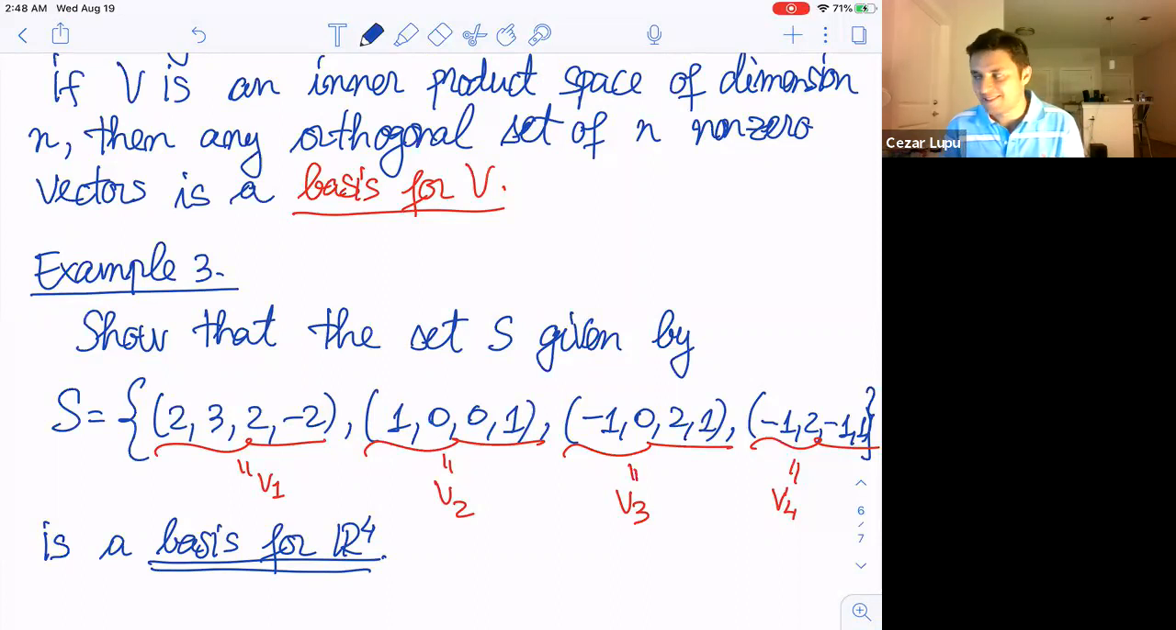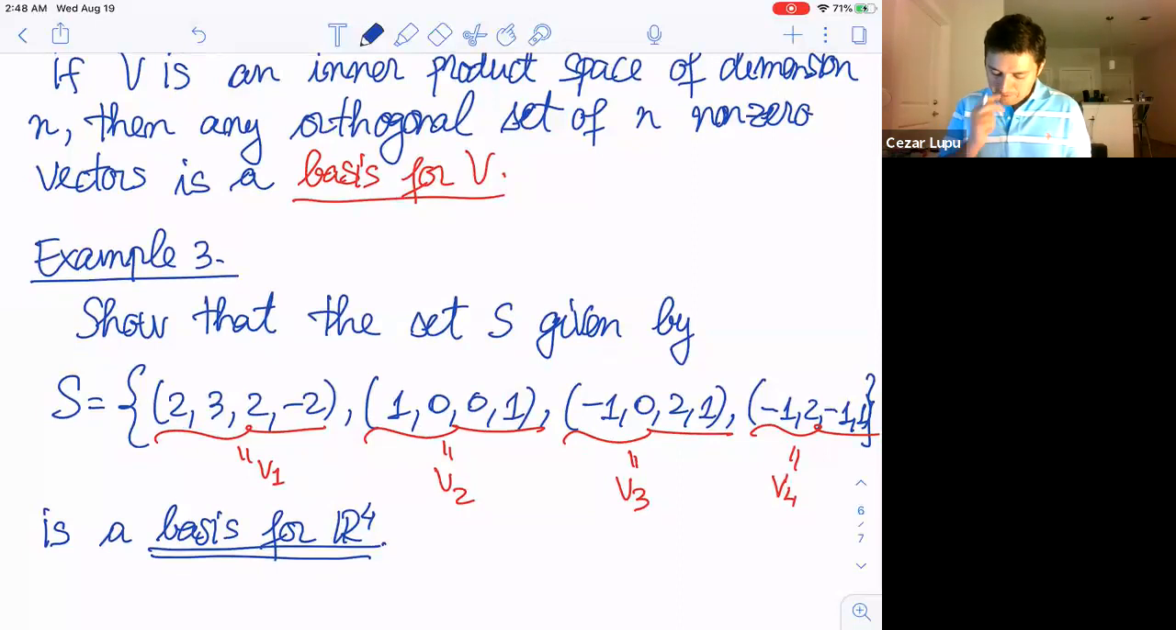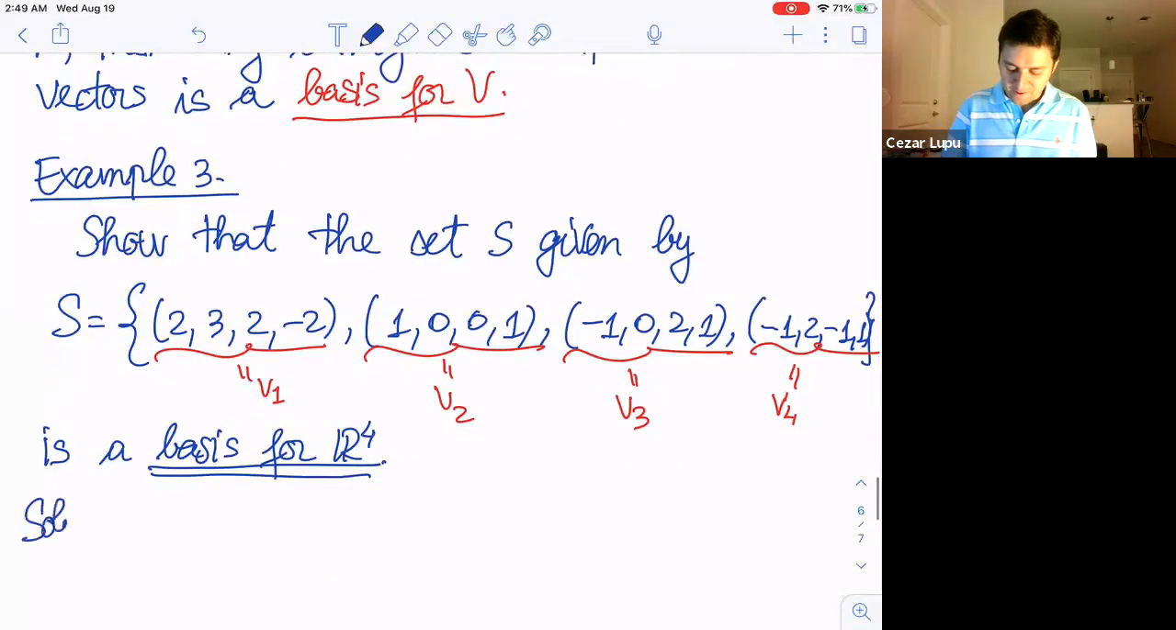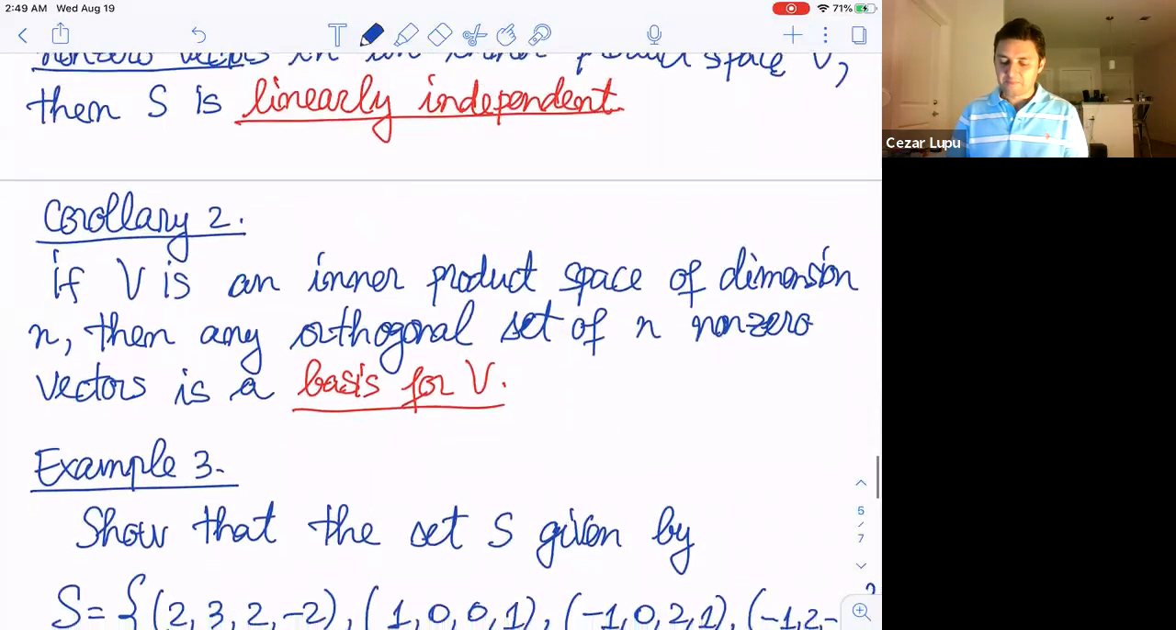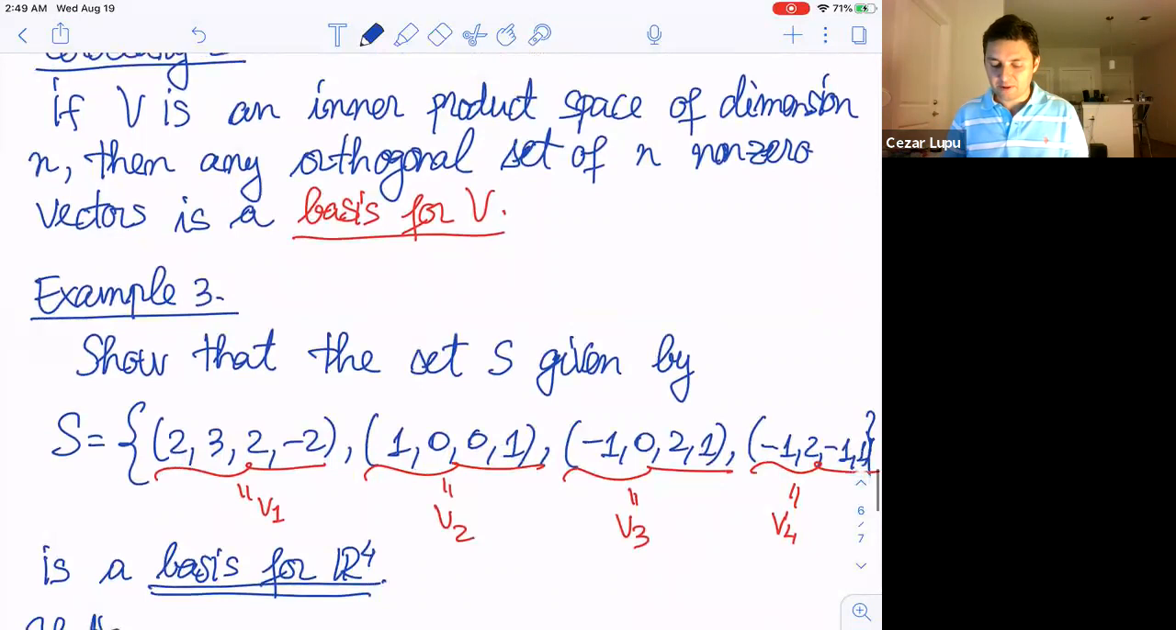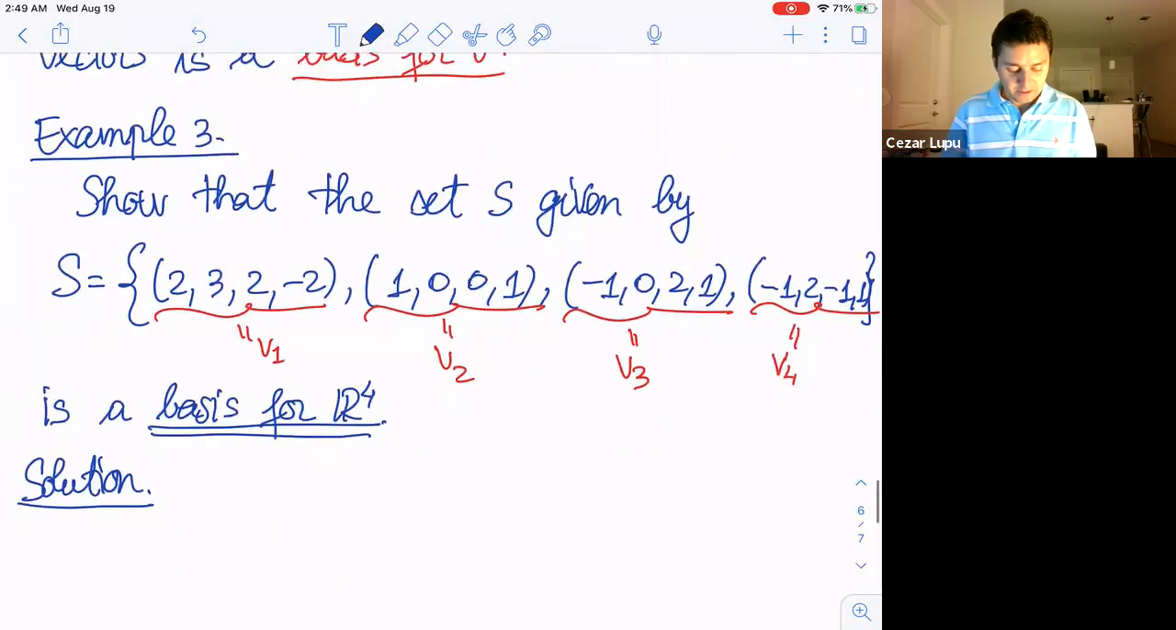When we did this in the previous chapter, the vector spaces chapter, we showed it many times. But now let's use a corollary to give an even simpler solution. Let's look at the corollary: if I have an inner product space of dimension n, then any orthogonal set of n non-zero vectors is a basis for V. Wow. So basically, we have to show that this set is orthogonal.